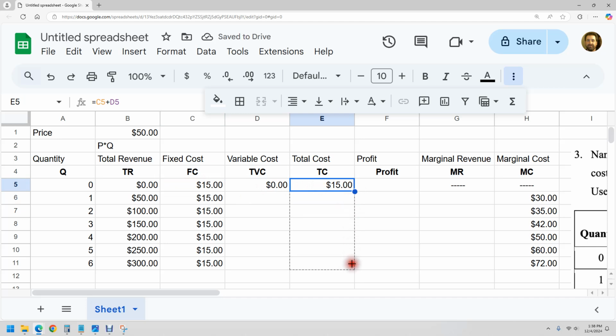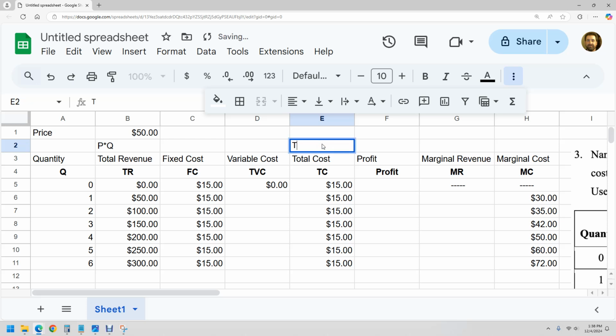We'll fill that in as we go. Okay, so total cost equals total variable cost plus total fixed cost. This could also be written as TFC. It's up to you if you want to have that total there.